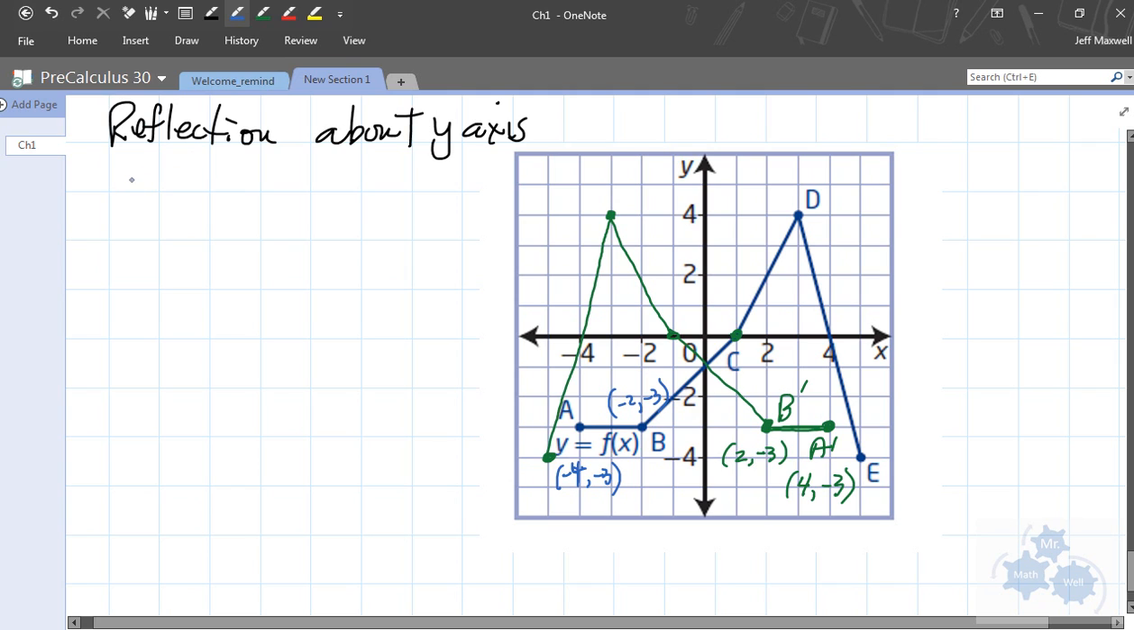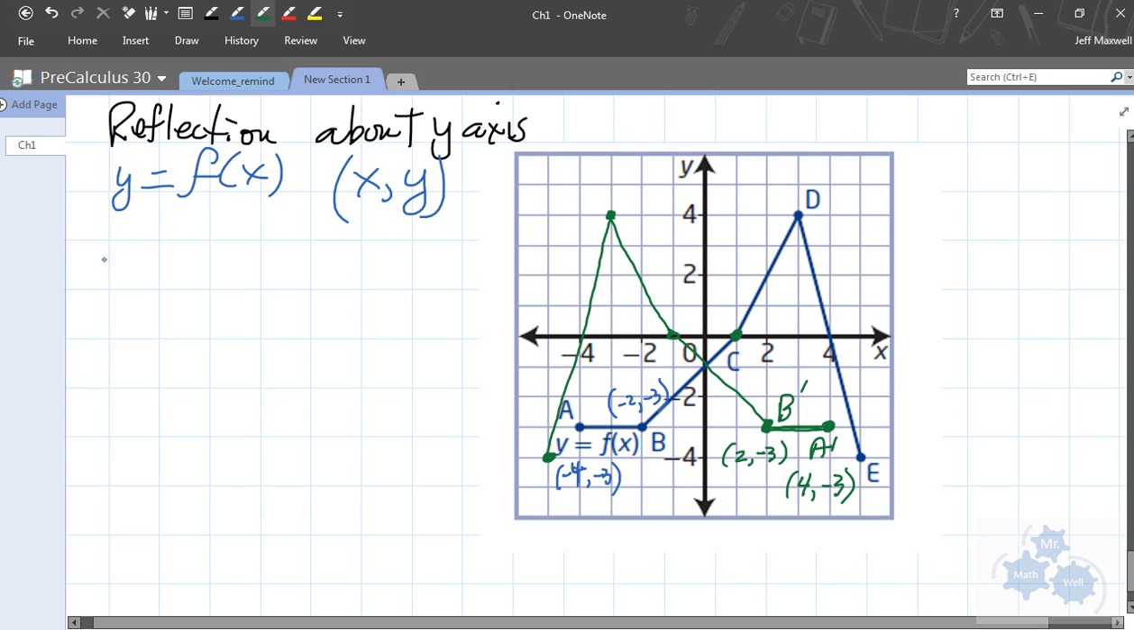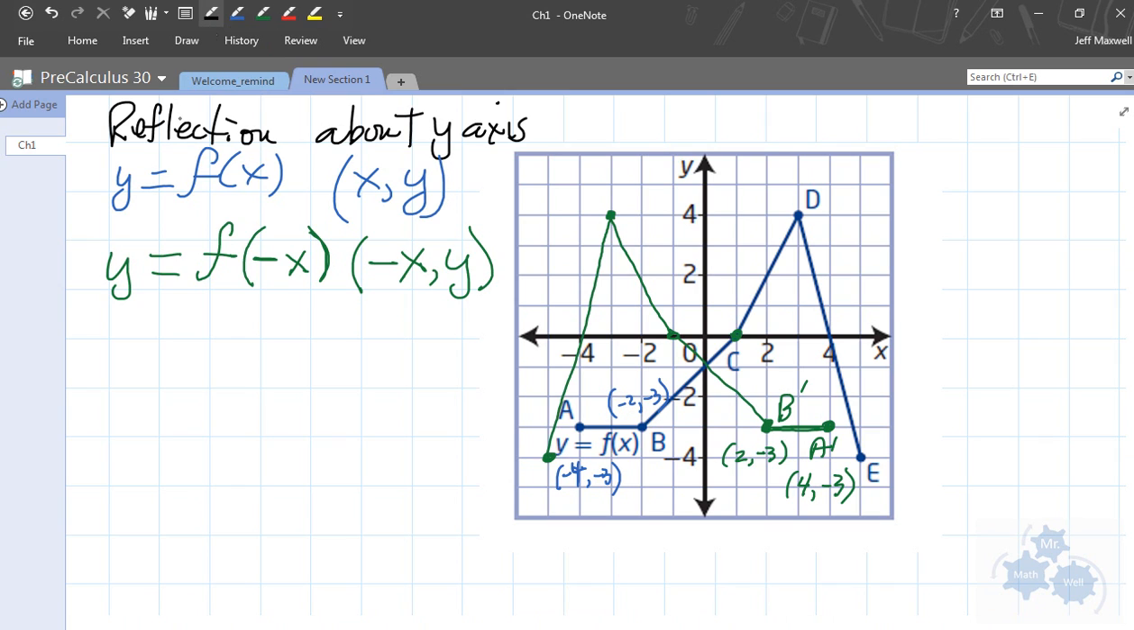All right. So if we have in blue y equals f of x with the points x, y, right? All those points on there would be x, y. We know that the green is y equals, and the x value has changed, so we put the negative sign right here. It's the opposite. So it's inside the brackets with the x. Okay? And that's going to make negative the version of the x value, or -1 times whatever that x value is, okay? So it makes it positive. Yes, so this is a reflection about the y-axis.